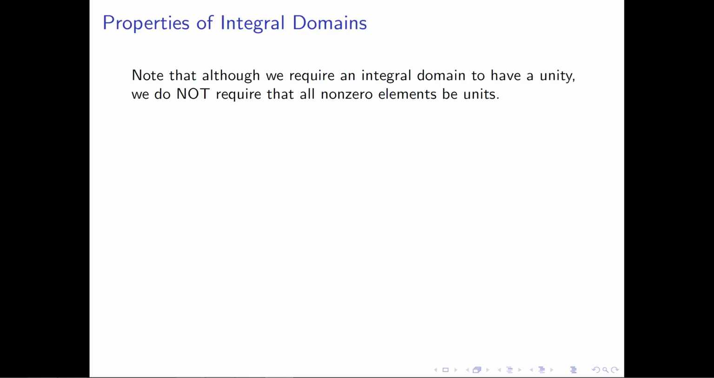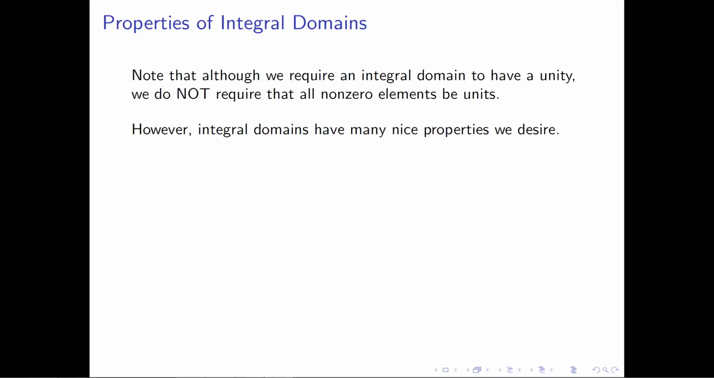Now let's take a minute and let's study the properties of integral domains. Although we have in our definition required that an integral domain have a unity, so that's the third of the 4 group properties, we now require that our multiplication operation is associative, closed, and has an identity. We are not requiring that all non-zero elements be units. And so we are still allowed within an integral domain to have elements with no multiplicative inverse, which is good if we're trying to capture the properties of the integers. The integers have many elements that lack a multiplicative inverse, almost all of them, as we've seen.